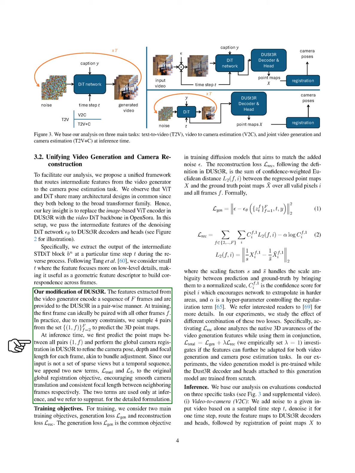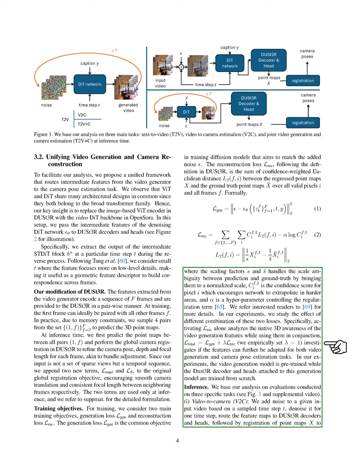The generation loss aims to match the added noise, while the reconstruction loss measures the difference between predicted and actual point maps across valid pixels and frames. We explore how different combinations of these losses affect performance. Specifically, we analyze the effects of using reconstruction loss alone to assess the 3D awareness of the video features, and we also test a combined loss to see if the features can be adapted for both tasks.